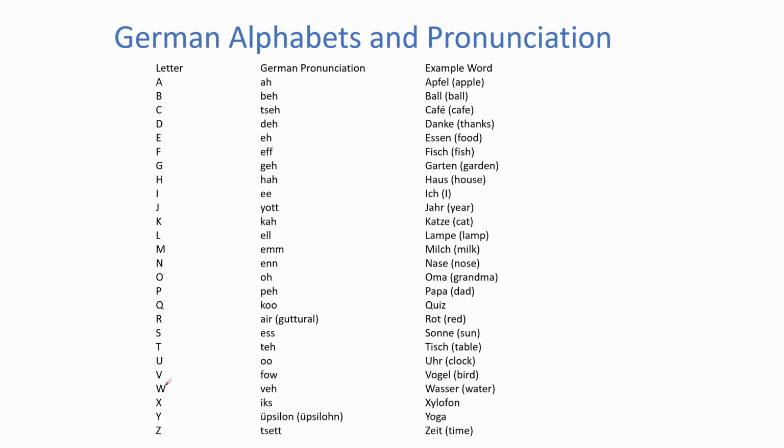Letter W is pronounced as way. For example, Wasser. That means water. Letter X is pronounced as X. For example, Xylophon. Letter Y is pronounced as epsilon. For example, Yoga. Letter Z is pronounced as set. For example, Zeit means time.